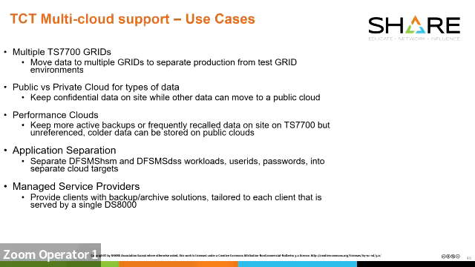So you may want to have multiple TS7700 grids so that you can have that separation of production and test. Might want to keep it separate for public and private cloud. That way you can have some confidential data on site and have that very well encompassed versus the data that can be stored in a public cloud. You are going to have different performance characteristics that you may want to consider, application separation, and different managed service providers depending on your needs.